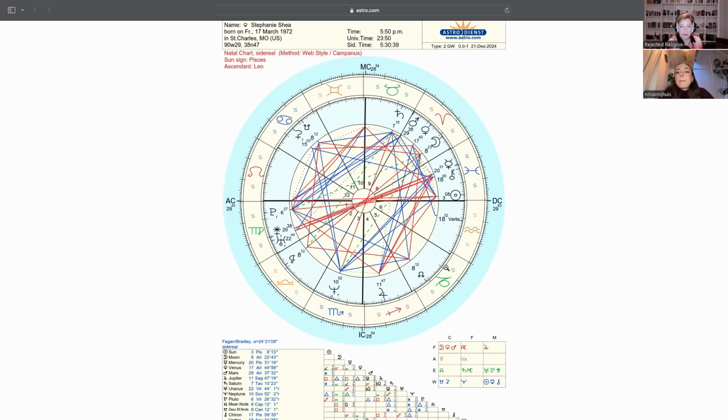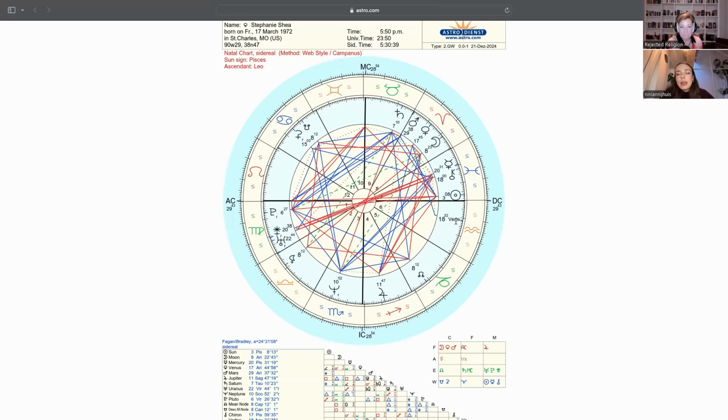So what is it like for this particular house? I don't see any planets in this house. What does that mean when you don't have any planets in the house? Well, it doesn't mean that there's nothing going on. It just means that there aren't any planetary placements there. Still, you have Vertex, which is a point there.